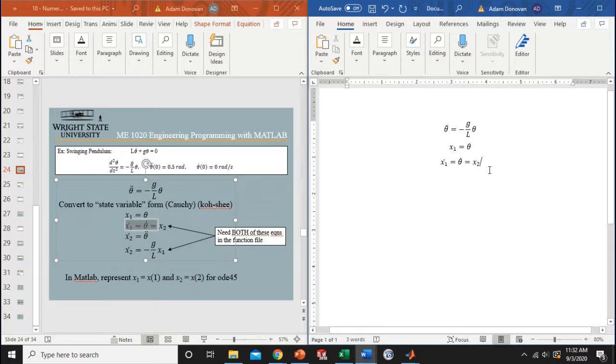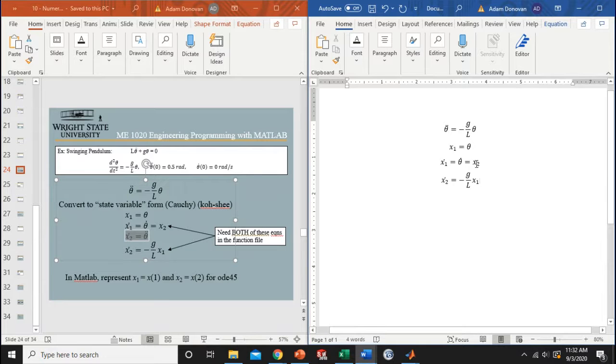And now my second differential equation is going to be my x2 is equal to theta dot, so x2 dot is equal to theta double dot. So if you take the derivative of this equation now, gosh, I hate word equation editor. You take the derivative of this equation and you get x2 dot, which x2 is equal to theta dot, is equal to the second derivative of theta. But my second derivative of theta is this equation here. So I can copy and paste it over here. That's equal to negative g over L times theta. But wait a second. I just created this new system of equations, and my theta is now equal to x1.